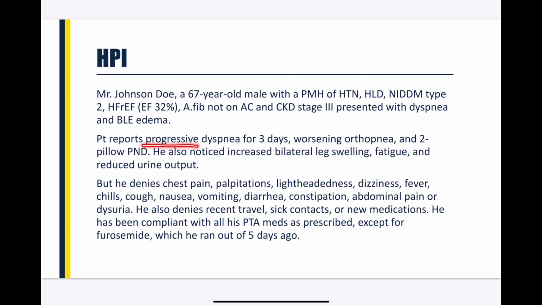Patient reports progressively worsening dyspnea for 3 days, orthopnea, and paroxysmal nocturnal dyspnea. He also noticed increased bilateral leg swelling, fatigue, and reduced urine output. But he denies chest pain, palpitations, lightheadedness, dizziness, fever, chills, cough, nausea, vomiting, diarrhea, constipation, abdominal pain, or dysuria. He also denies recent travel, sick contacts, or new medications.